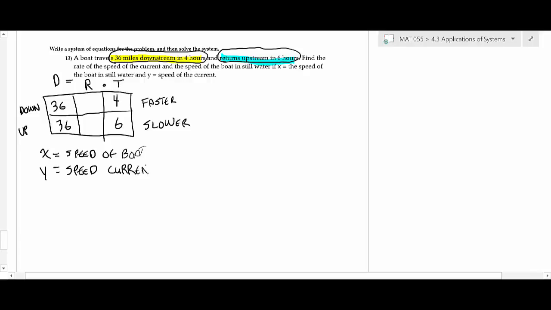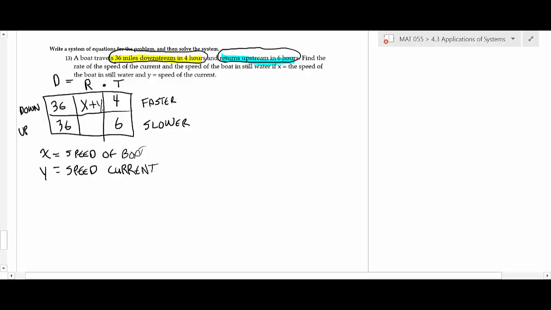Okay, like that. So it's the same idea. When you're going downstream, how is the speed of the current going to affect the speed of the boat? It makes it go faster. So what are you going to do with x and y? You're going to say x plus y. That makes it go faster.